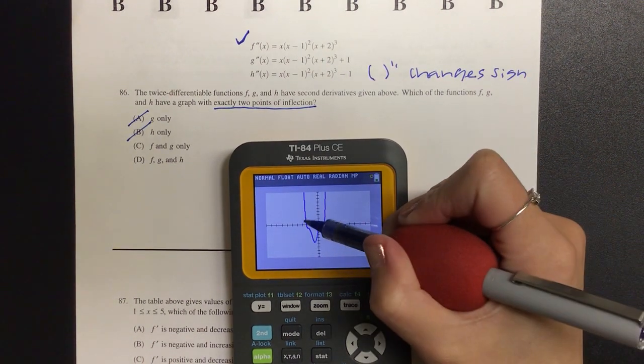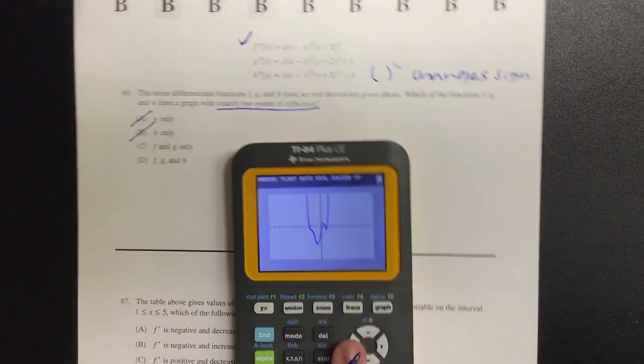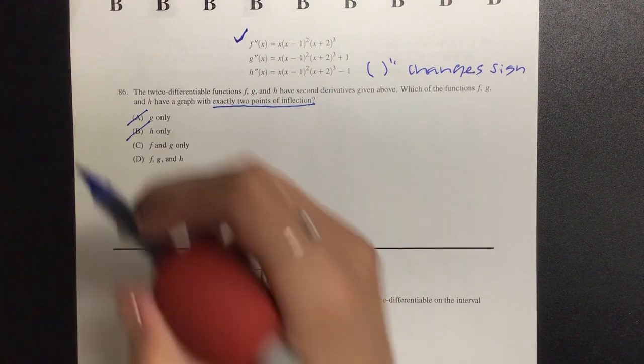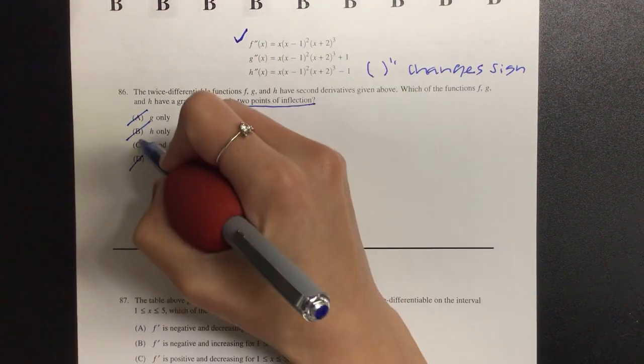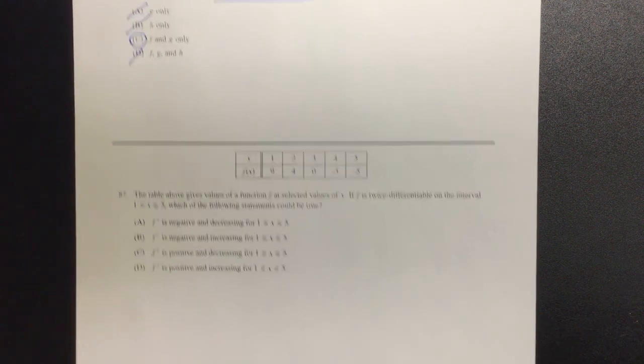So then we're changing sign over here. We're changing sign here, and my third one. So we know H has not 2 points of inflection, but 3 points of inflection. So we know that's going to be gone. So it's got to be C. And again, you don't have to test G, it's on both locations.